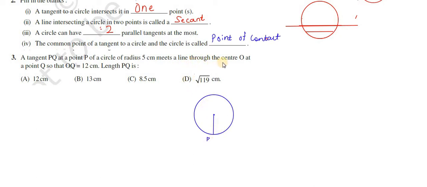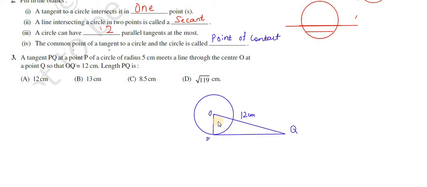Meets the line through the center O at Q, so that OQ, this is O, this is OQ, which is equal to 12 centimeter. So this is Q. Now this is a line segment which is touching at this point. OQ is equal to 12 centimeter.